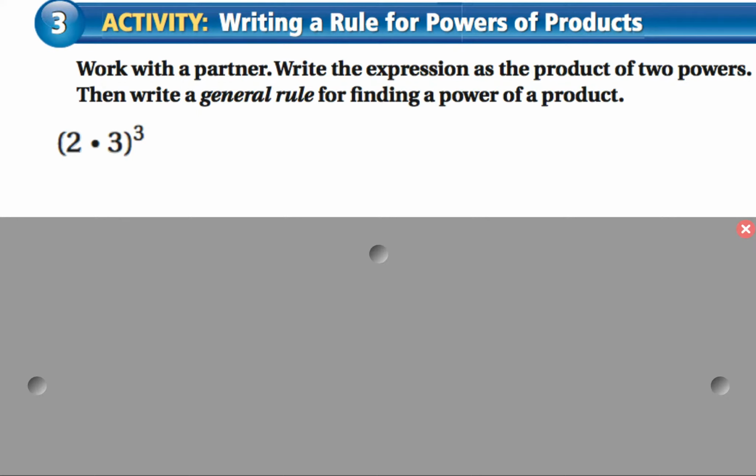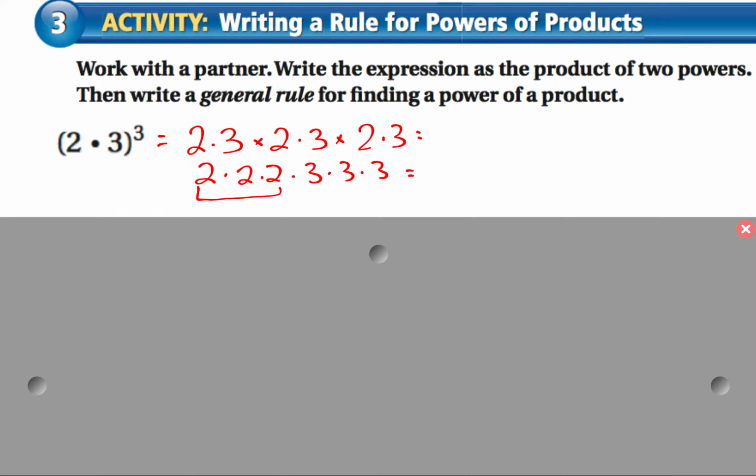Okay, on this one, (2 times 3) to the third power. This would be, using the definition of exponents, 2 times 3 times 2 times 3 times 2 times 3. 2 times 3 is going to be used as a factor 3 times. Now, if we use the commutative property, we have 3 2's and 3 3's here. Now, the 3 2's can be rewritten using exponents as 2 to the third. The 3 3's can be written using exponents as 3 to the third. And this is where we're going with that.